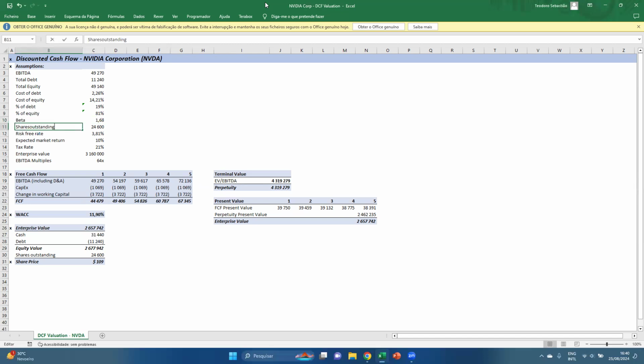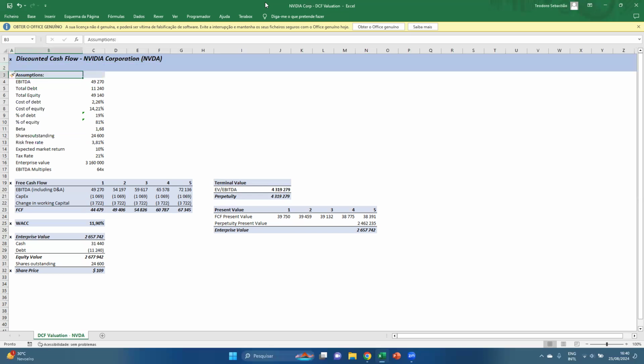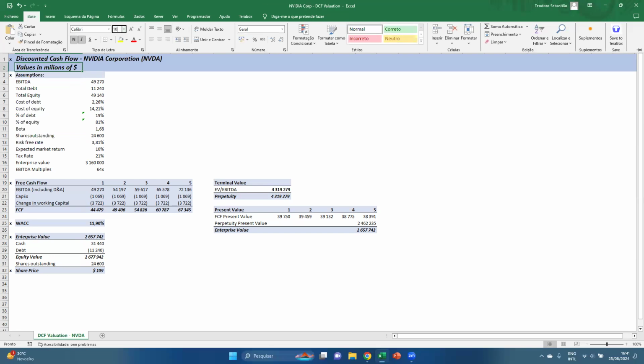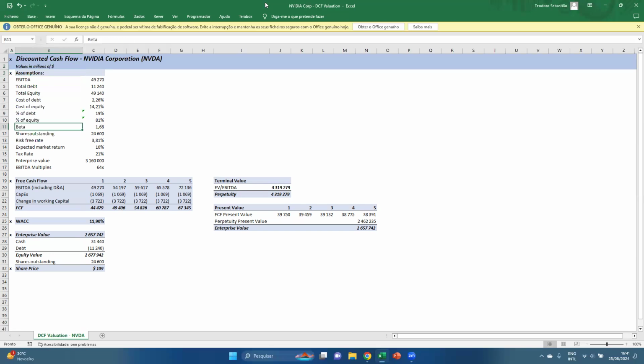Then we have shares outstanding, that are the shares available in the market. And here we have that this company, NVIDIA, has 24,000 shares outstanding. Let me put here first that the values are in millions of dollars, because those values are in millions. Here it is 24 billion.